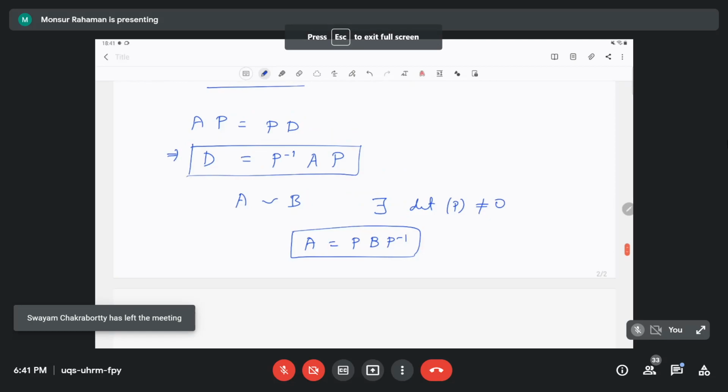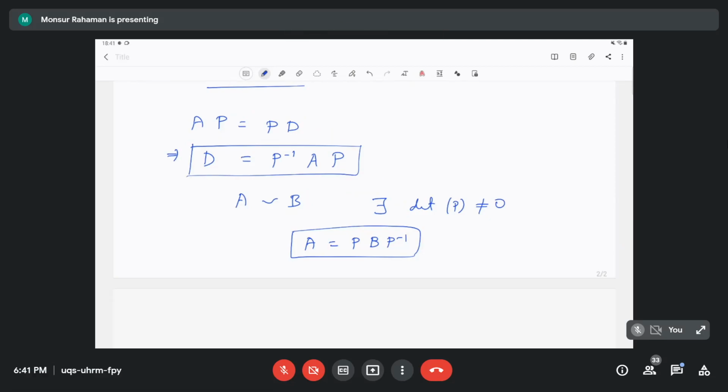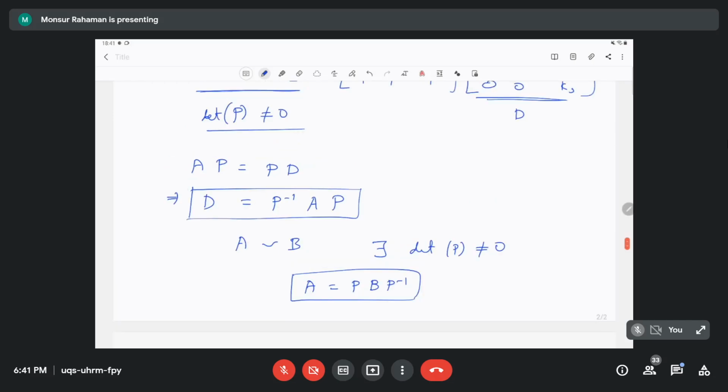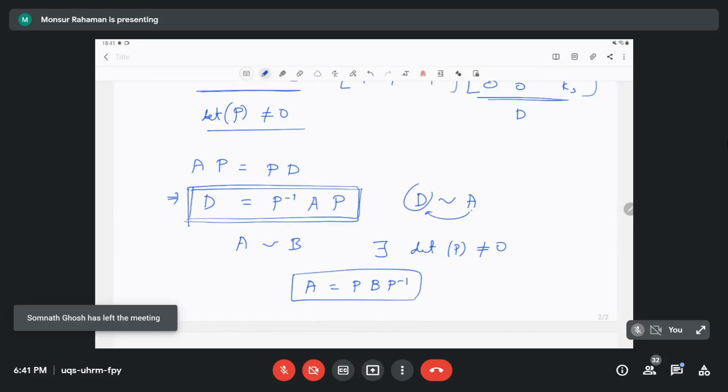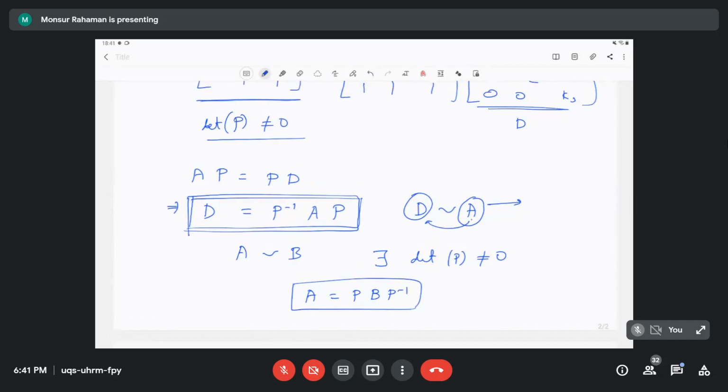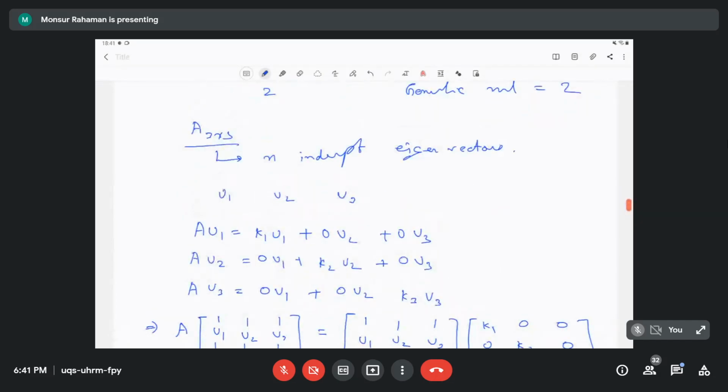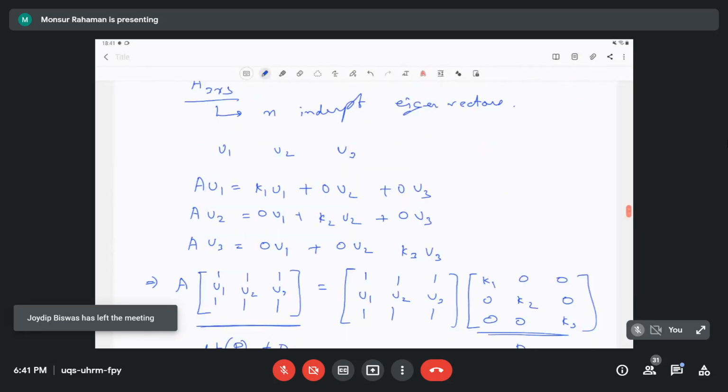If any matrix is similar to a diagonal matrix, then that matrix will be called diagonalizable. Obviously this is the definition of similar matrices. So D and A are similar because P is a non-singular matrix, and A is similar to a diagonal matrix. That's why you can say A is diagonalizable, when you find n independent eigenvectors.